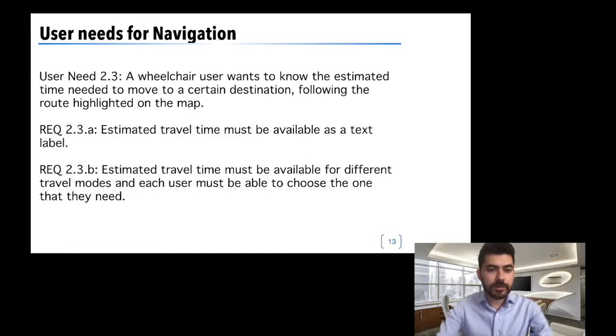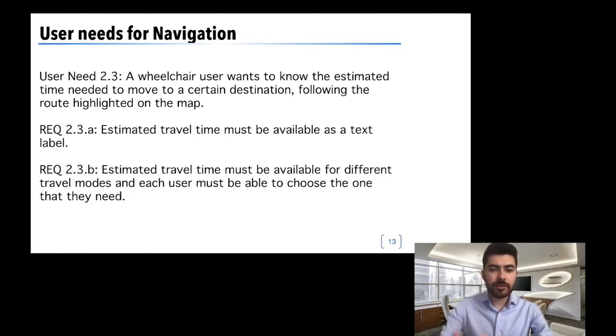Another important user need about navigation can be this one. A wheelchair user wants to know the estimated time needed to move toward a certain destination following a route on the map. The estimated travel time is, as we said, with the distance, other important information while using maps for navigation. And the important thing here is that estimated travel time is strictly bound to the travel mode.